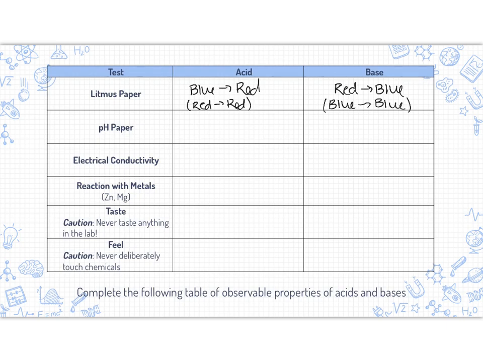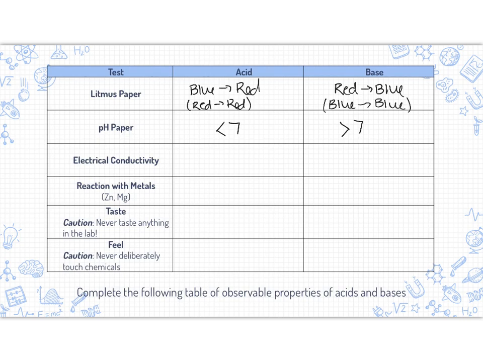You can also test with neutral litmus paper, which takes the role of both, and whatever color you get, whether it's red or blue, will indicate an acid and a base. So it simplifies things a little bit. The pH of an acid is less than 7, and a base is greater than 7.